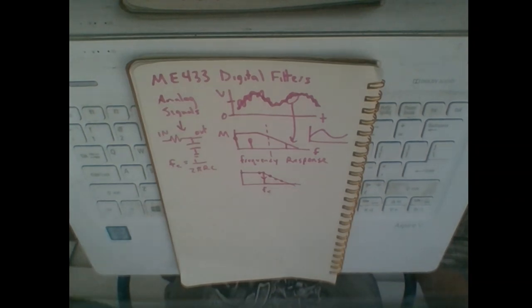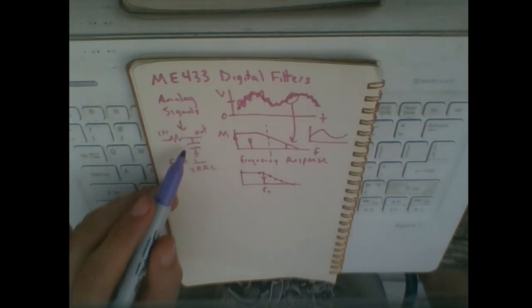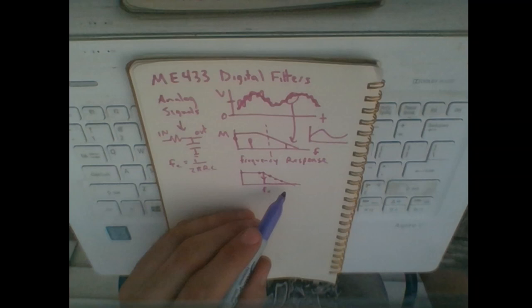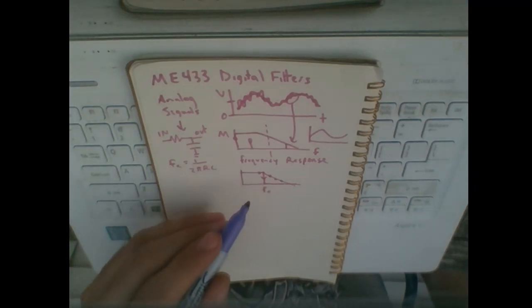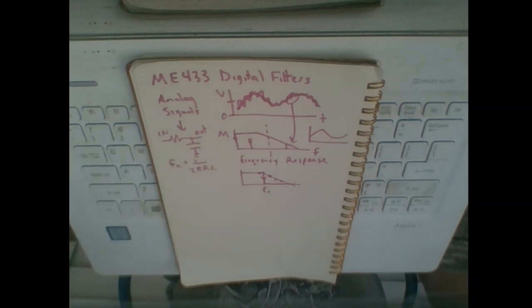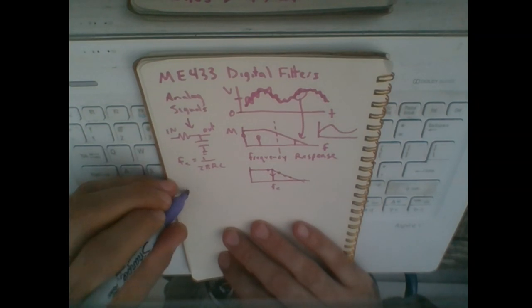So with more R's and C's and op amps, we could build better and better frequency response curves. But those are expensive and hard to build, and they don't work with inherently digital data. So let's figure out how do we do digital filtering and what are some of the pros and cons. So let's switch to digital filtering.